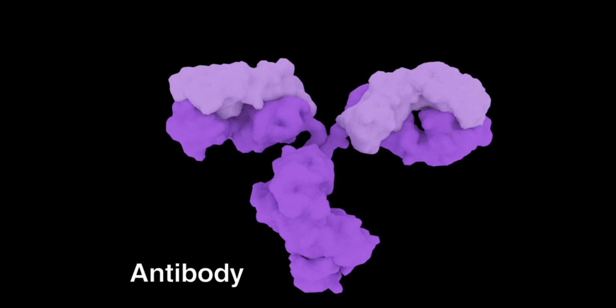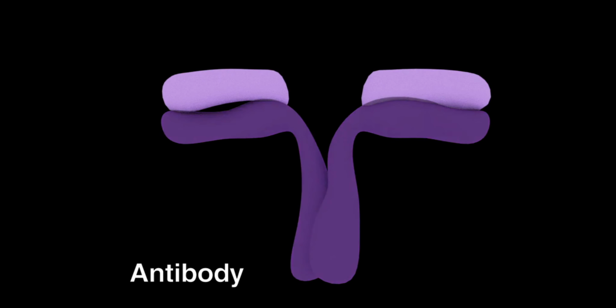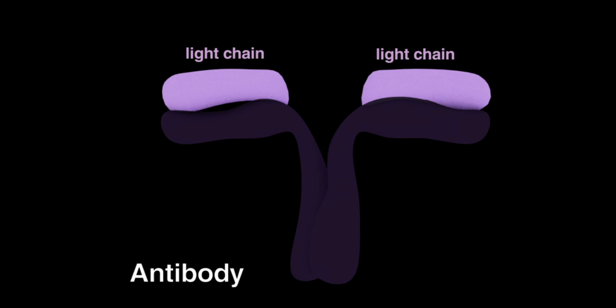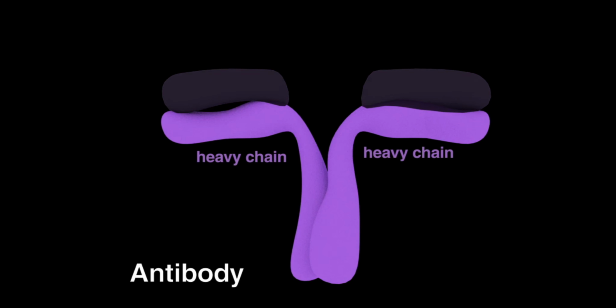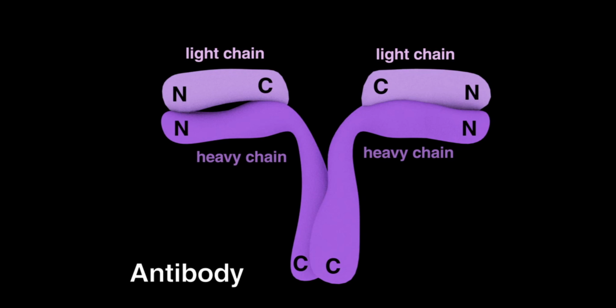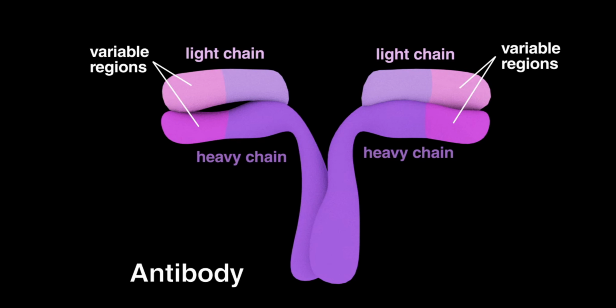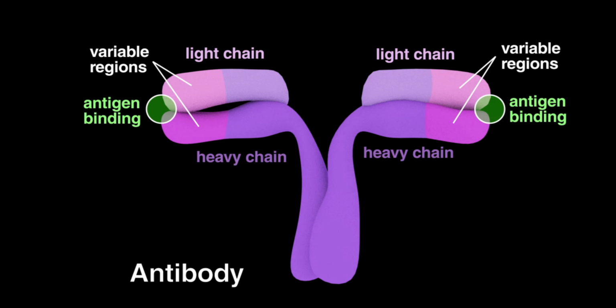Antibodies are Y-shaped proteins and are made up of 4 polypeptides or protein chains: 2 identical shorter chains called light chains and 2 identical longer chains called heavy chains. The end terminus of the 4 polypeptide chains vary significantly in sequence from one antibody to the next and are called variable regions. Variable regions are involved in antigen binding.